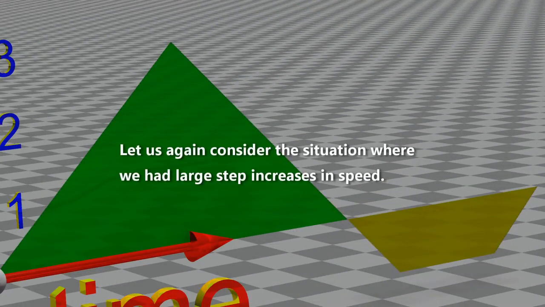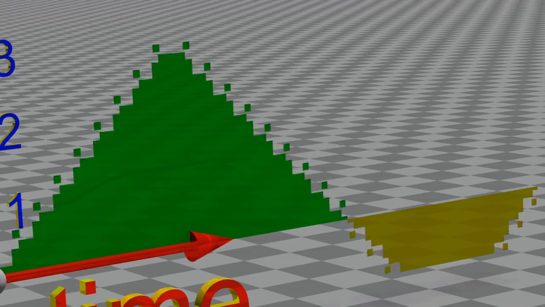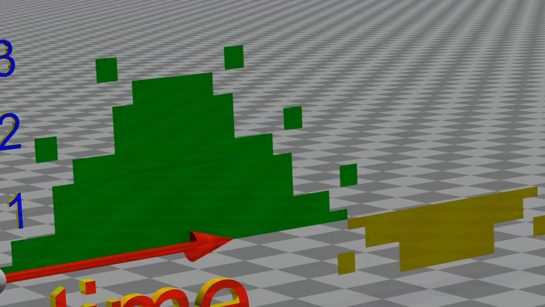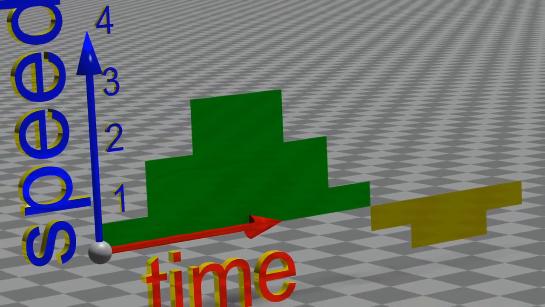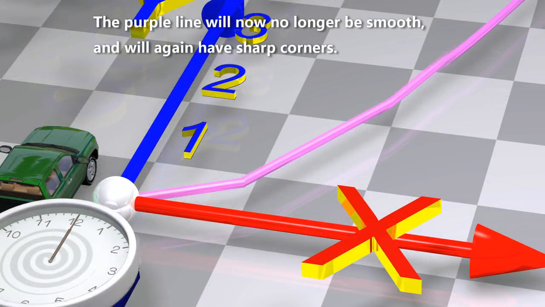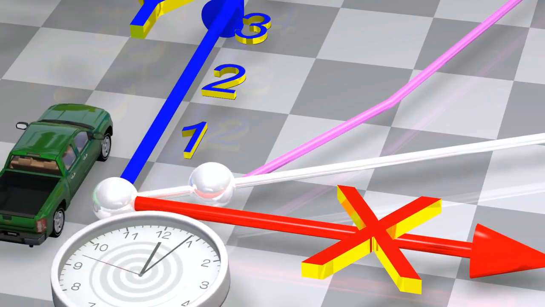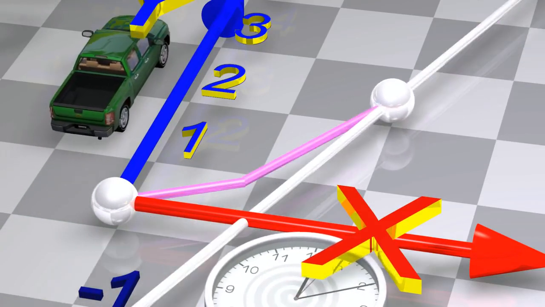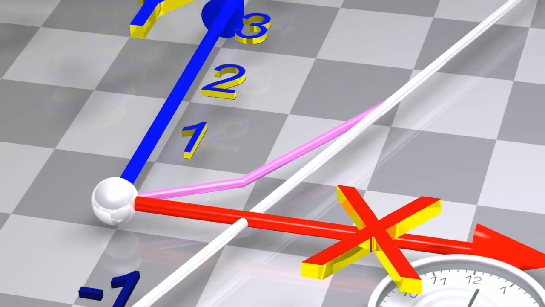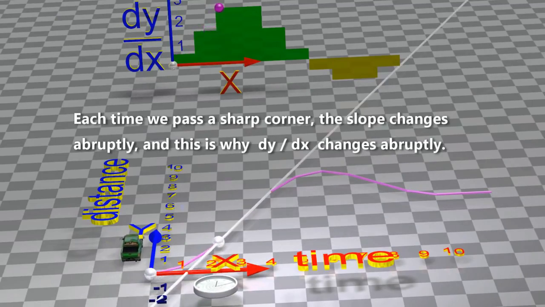Let us again consider the situation where we had large step increases in speed. The purple line will now no longer be smooth and will again have sharp corners. Each time we pass a sharp corner, the slope changes abruptly, and this is why dy divided by dx changes abruptly.